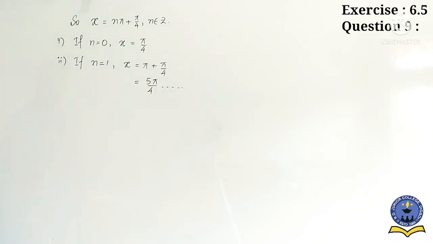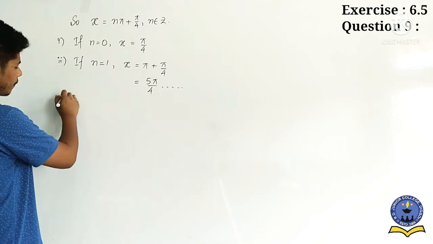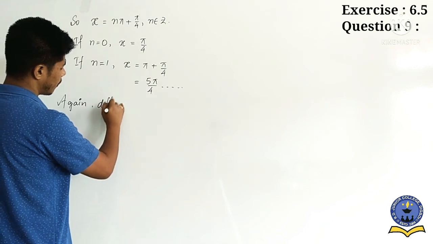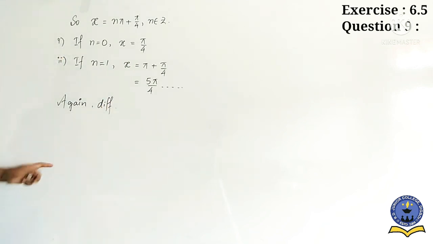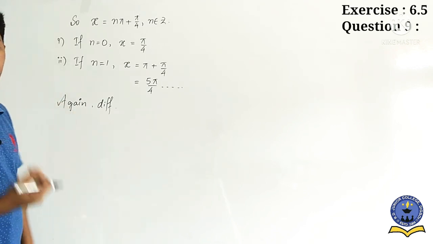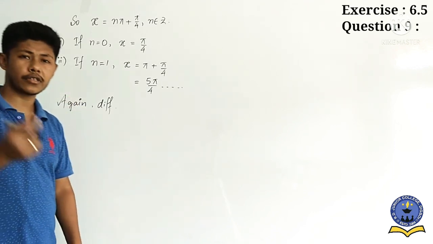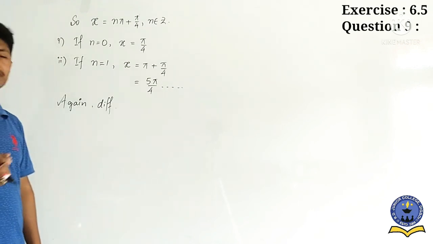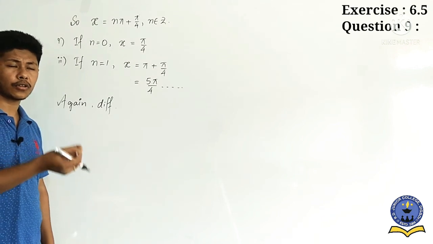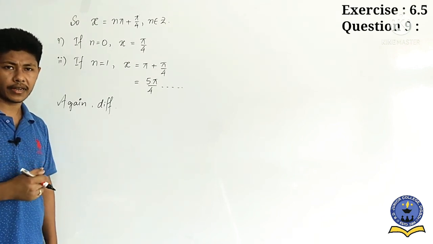Now with the help of the second derivative method, we have to find this. For that, we have to differentiate the function again. At first, the given function is f(x) equal to sin x plus cos x. When we differentiate this, d/dx of f(x) is d/dx of sin x, which is cos x, and d/dx of cos x, which is minus sin x.